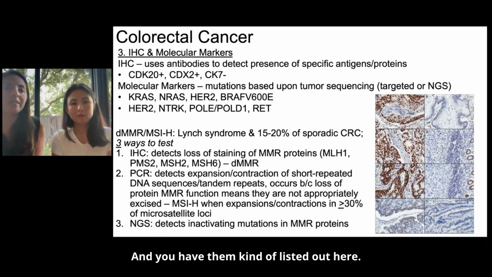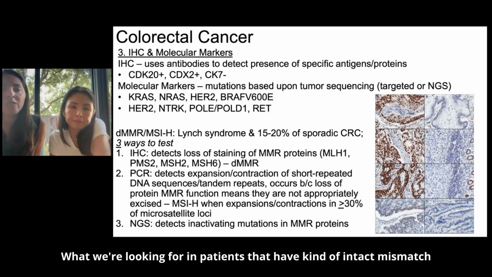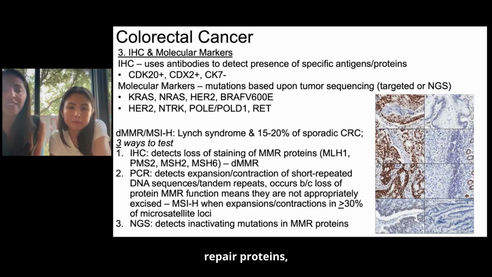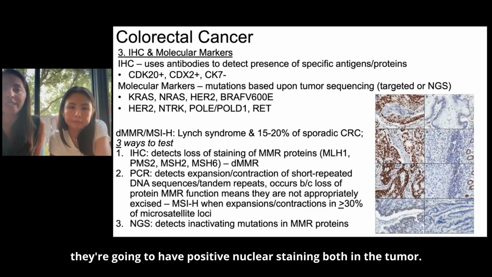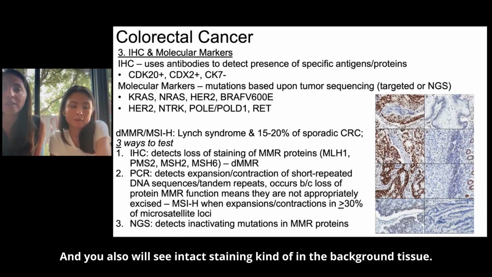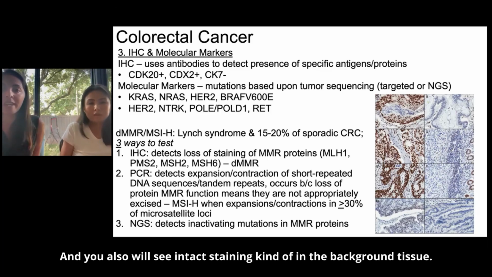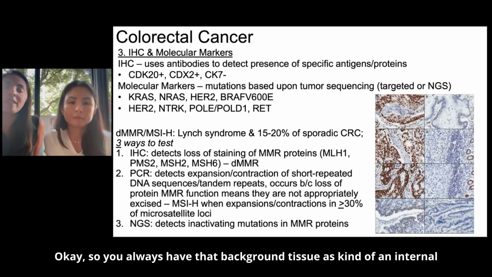Okay. And you have them listed out here. What we're looking for in patients with intact mismatch repair proteins is positive nuclear staining, both in the tumor, and you will also see intact staining in the background tissue. So you always have that background tissue as an internal control.